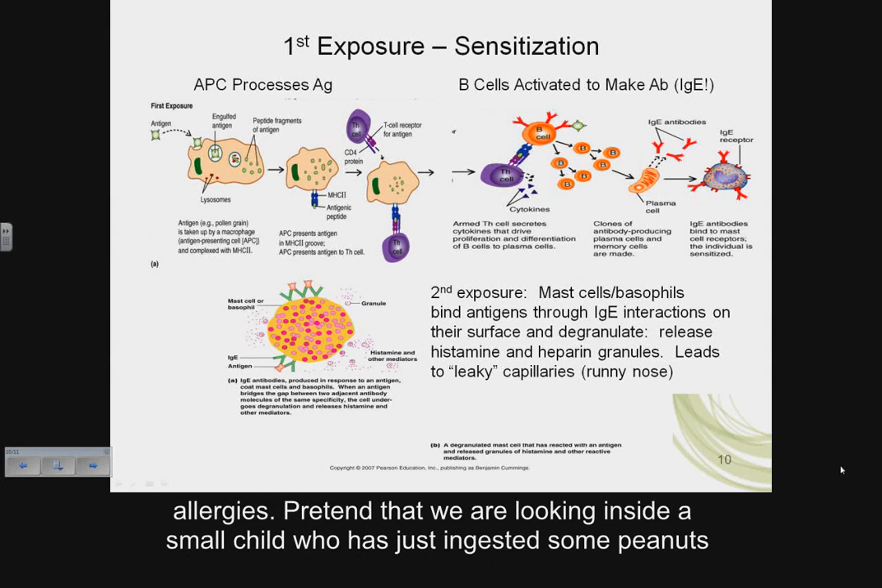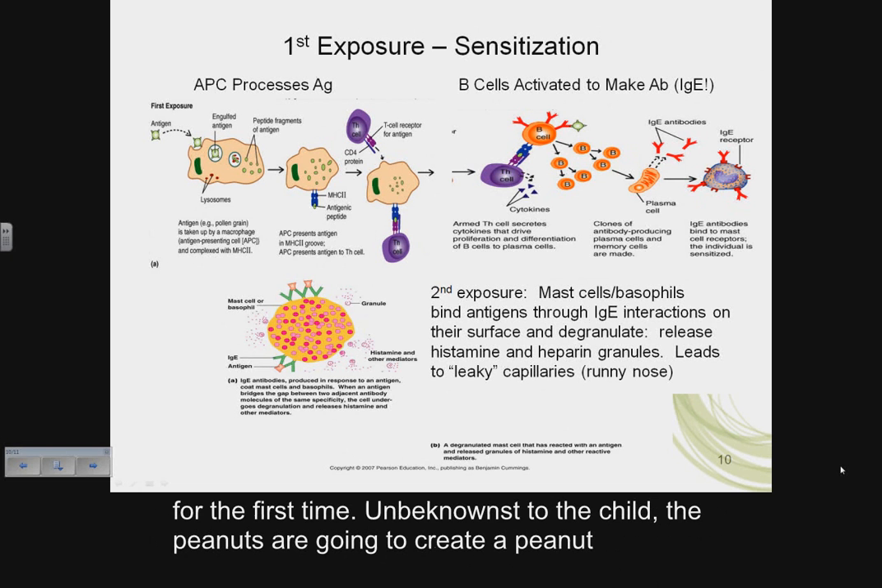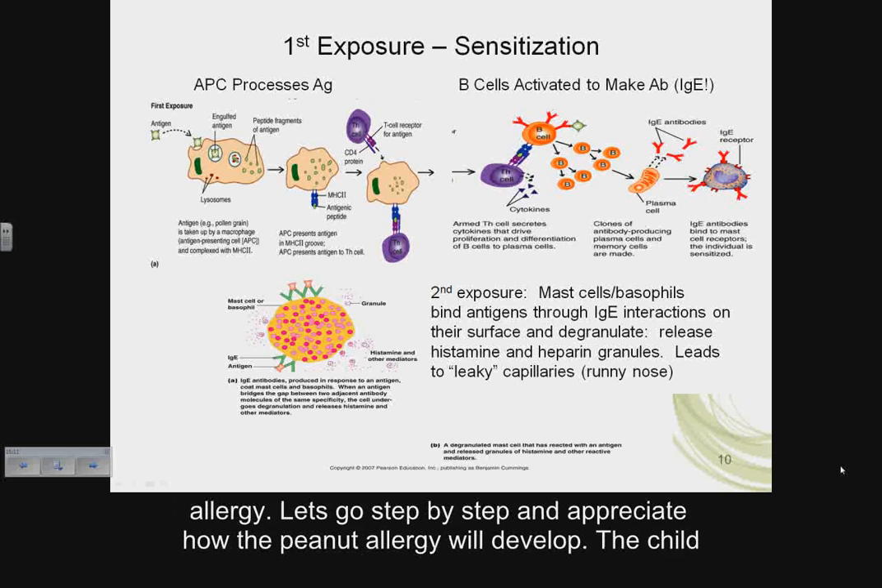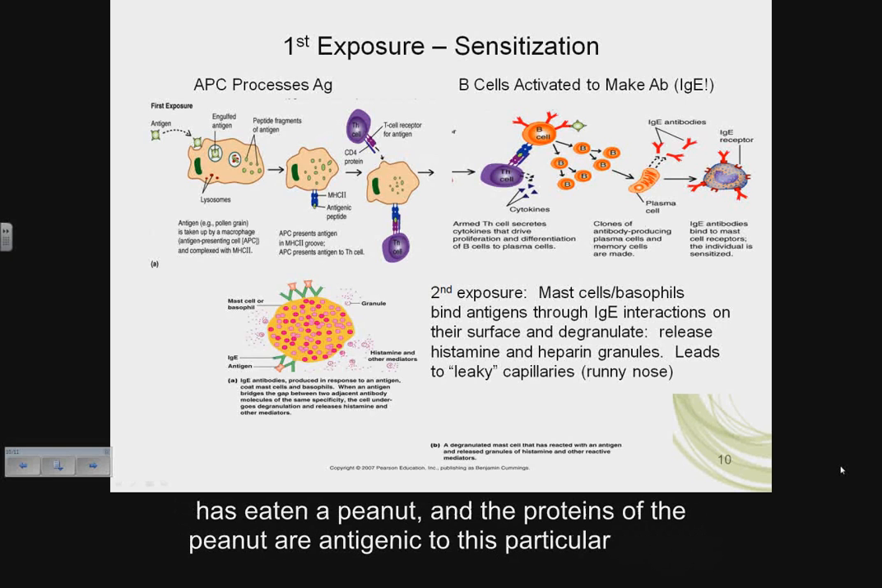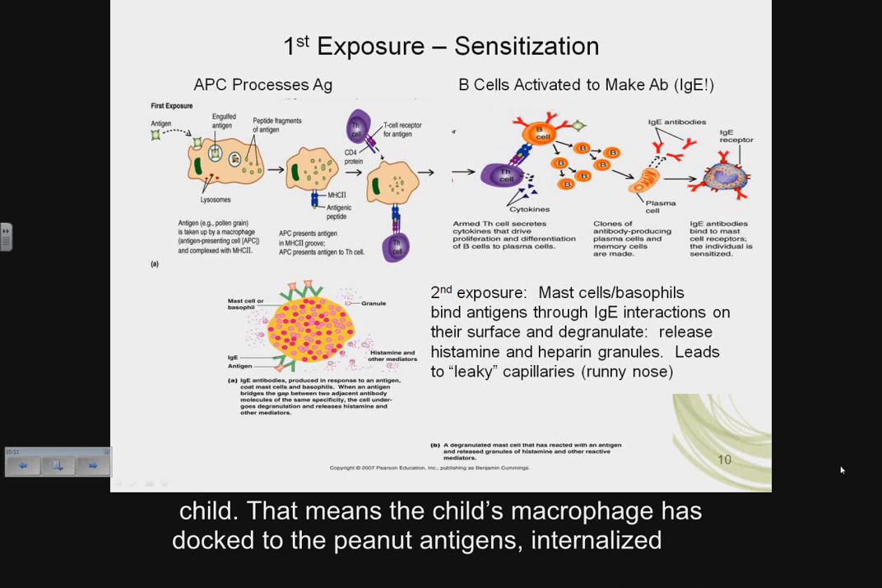Pretend that we are looking inside a small child who has just ingested some peanuts for the first time. Unbeknownst to the child, the peanuts are going to create a peanut allergy. Let's go step by step and appreciate how the peanut allergy will develop. The child has eaten a peanut, and the proteins of the peanut are antigenic to this particular child. That means the child's macrophage has docked to the peanut antigens, internalized it, and broke down the peanut.